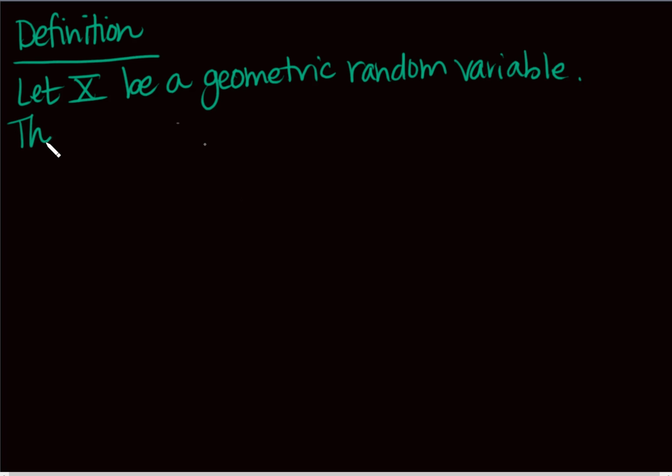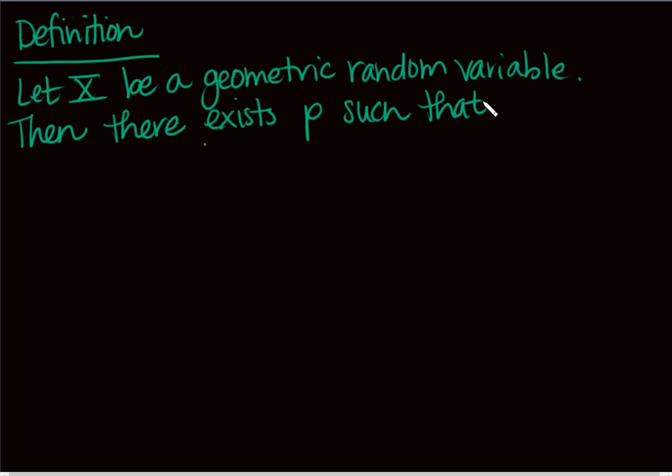Then there exists a parameter P. So instead of lambda, we're going to use P such that these are the probabilities. Again, here the outcomes are discrete. Usually when you're doing this, there are only two possible outcomes. So an example of a geometric random variable is flipping a coin. There are two possible outcomes, heads and tails.